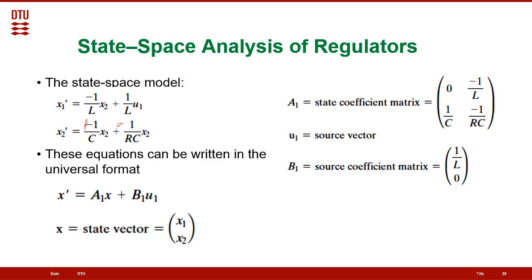So here we can write these two equations in state variable form. So x dot will equal x1 dot, x2 dot. Here we can see that we convert this to this formula. So A1 is given by this one, and B1 is given by this one. So here we have put these two equations into a more compact form.